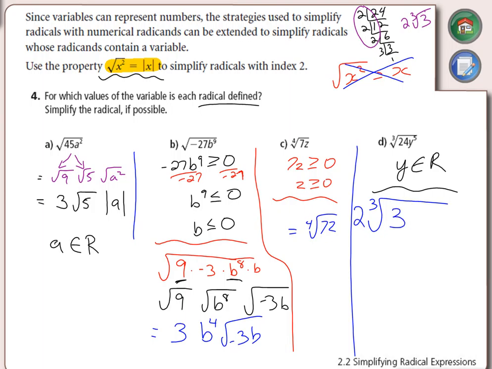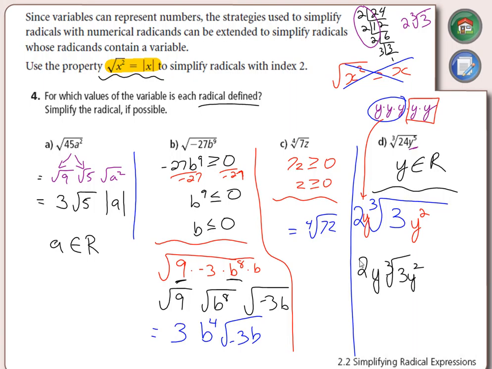I'm going to do a little bit of the same thing there with the y. Y to the 5 is y times y times y times y times y. Again, cube root, groups of 3 that are the same. That can come out. So these can come out as a y. These, they don't have a group of 3. That's y squared staying on the inside. The final answer is going to be 2y cube root of 3y squared.